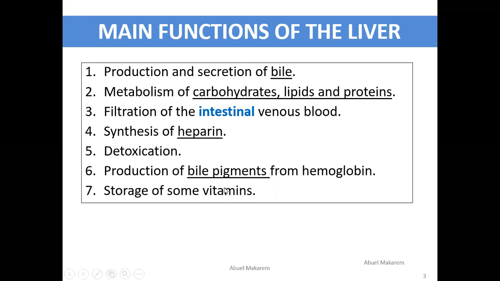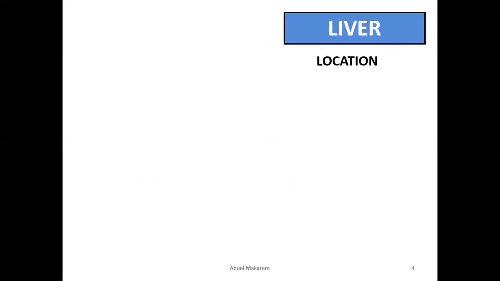And also this is the site for storage of most of the vitamins. So these are some of the important functions, a lot of important functions. One is metabolism of all carbohydrates, lipids and proteins, as well as the secretion of bile, then filtration of blood, secretion of heparin, detoxification, bile pigment formation, as well as storage of the vitamins. All this will be taking place in the liver. So that's why the study of the liver becomes very important.